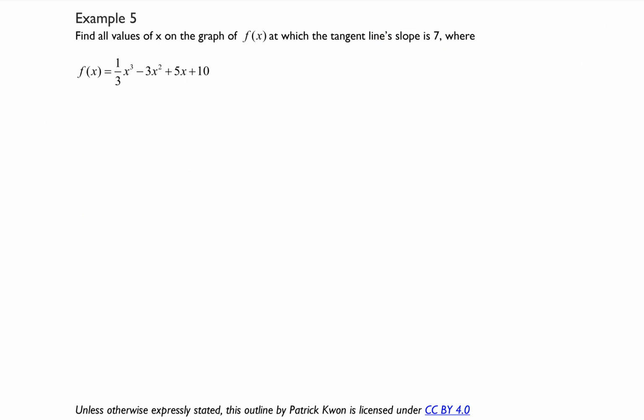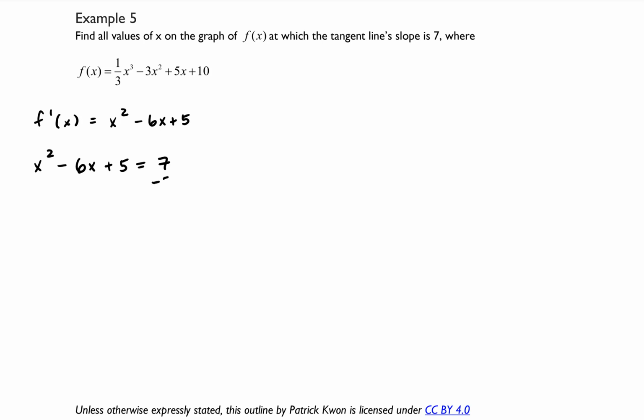Example 5 wants to find all values of x on the graph of f of x at which the tangent line's slope is 7, where f of x is the same function that we saw in example 4. Since we already dealt with this function, we found that the derivative in the previous example was x squared minus 6x plus 5. And instead of setting it equal to 0 this time around, we want to find the values of x that make the slope of the tangent line 7. So we are going to set it equal to 7 and solve for x.